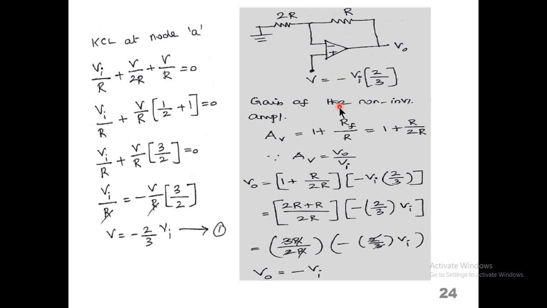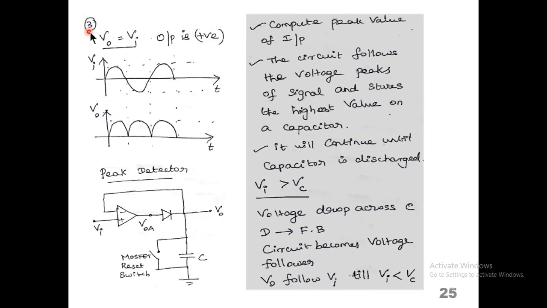So we know that the voltage gain is equal to 1 plus RF divided by R, equal to 1 plus R divided by 2R for the non-inverting amplifier, that is, V0 output voltage equal to minus Vi. The third condition: V naught equal to Vi. This is the input output waveform.